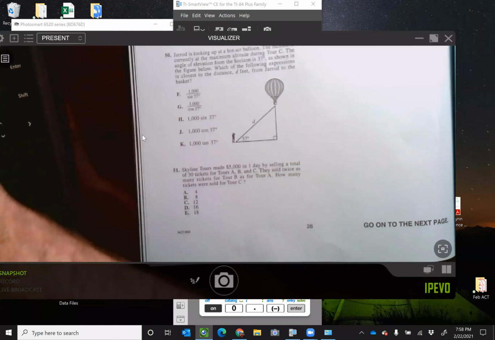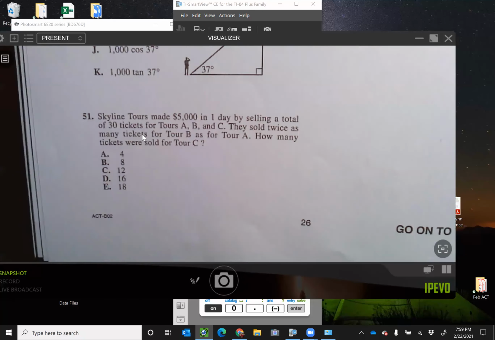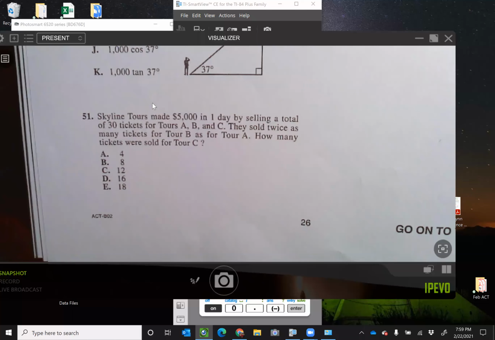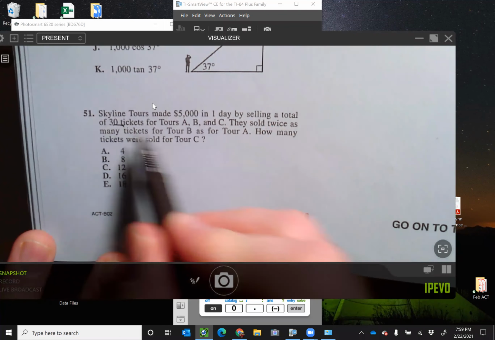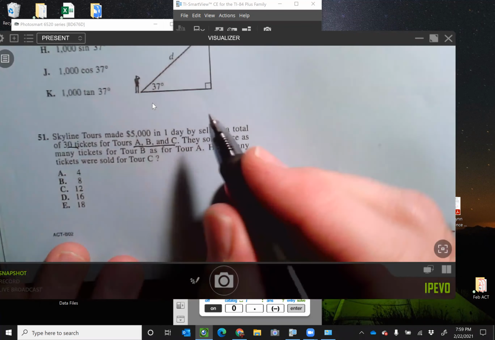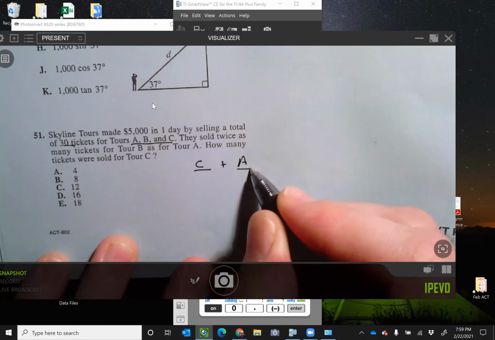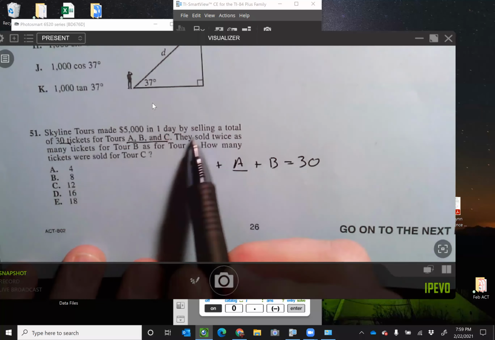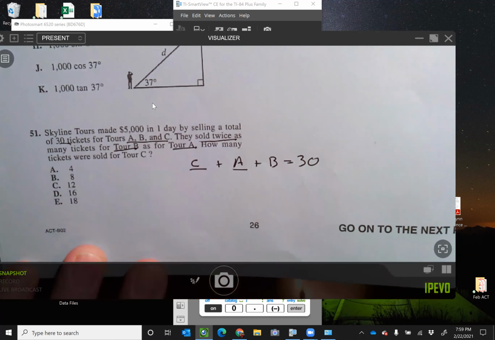Well, for this 51 here, I think the best way to do it is to do a bit of guessing and checking on this one, instead of making a system of equations and getting all bogged down with that. Now it says this Skyline Tours made $5,000 in one day by selling a total of 30 tickets for A, B, and C. So I'm going to write out those tickets, like we had C and A and B. And it has to add up to be 30 tickets. That's what we're told. Now, it did say that they sold twice as many tickets for B as for A.